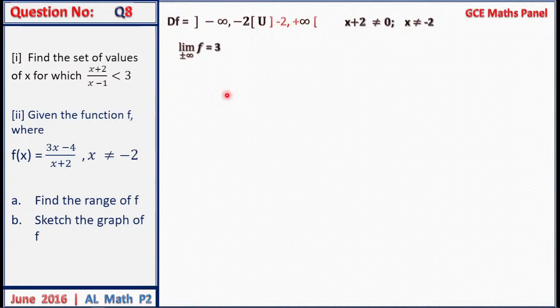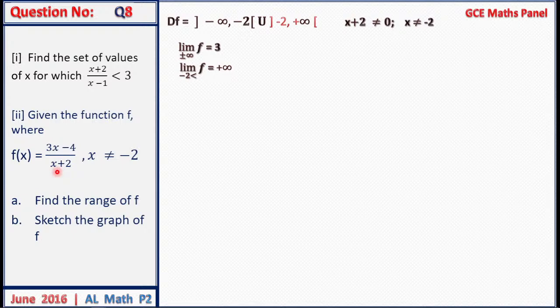So let's take the limit of f of x as x tends to plus or minus infinity. We can combine these two because the degree of the numerator equals the degree of the denominator, right? So when you take the limit as x tends to plus or minus infinity, we just have to divide highest by highest. So 3x divided by x gives us 3. So it therefore means our limit is equal to 3, as you can see. Now the limit as x tends to minus 2 from below. What do you mean by minus 2 from below?